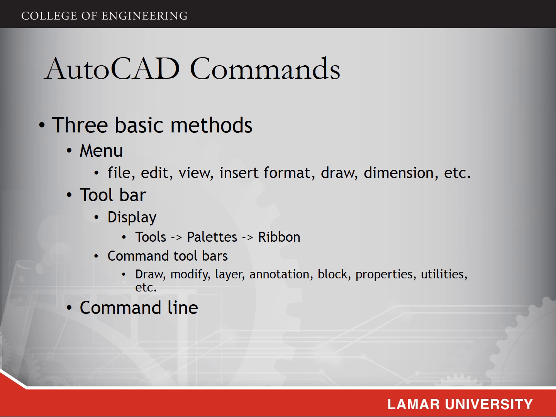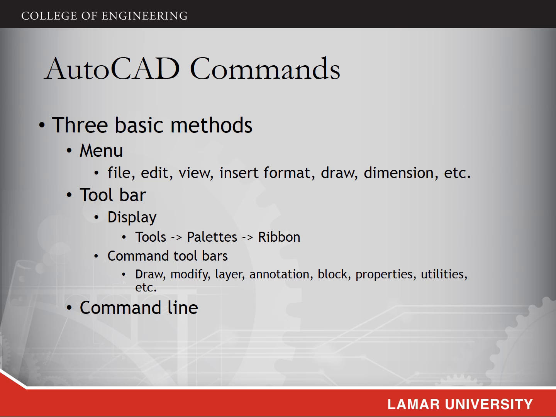AutoCAD provides three different methods to complete design in the modeling space. The first one is using the menu bar. The menu bar has a lot of options, including file, edit, view, insert, and so on. You can find the appropriate command under those options to modify or insert an object in the modeling space.